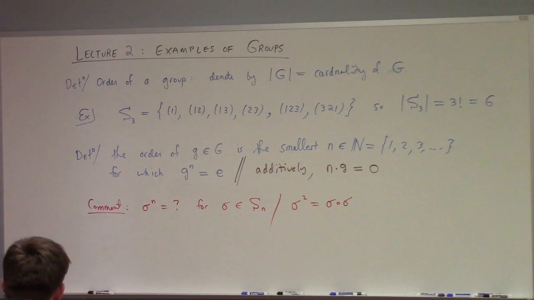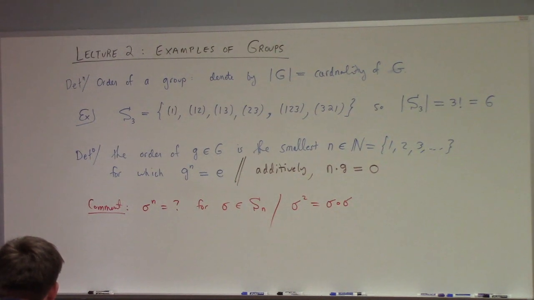All right? So when I talk about g to the n or n times g, you have to understand that in the abstract sense, right? It's a repeated operation of the group, whatever that operation has to be.